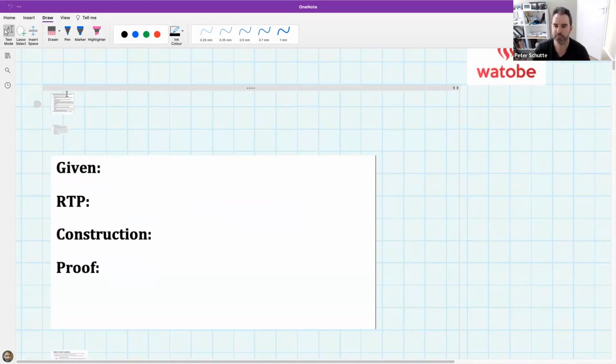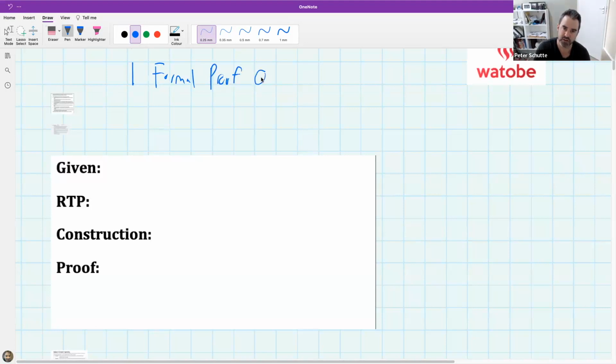So there will only ever be one proof question in your paper 2, and it will typically be between 5 and 7 marks. Let's call it the formal proof question. That's the first thing, because I know students get very worried because they see all these proofs.